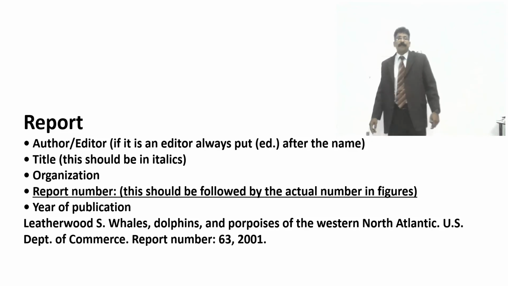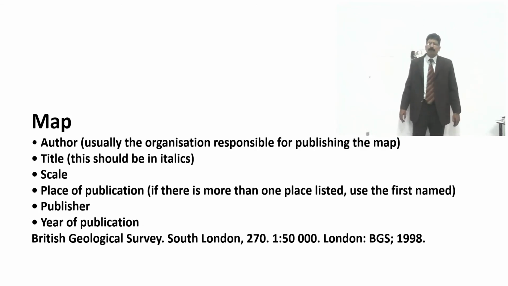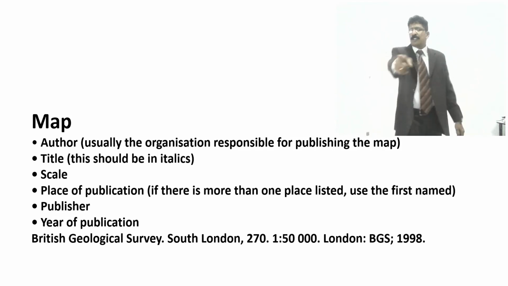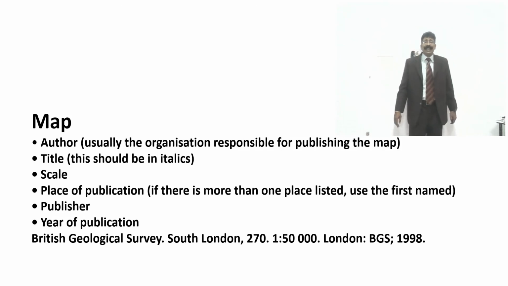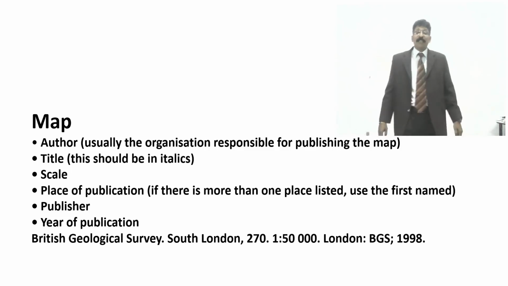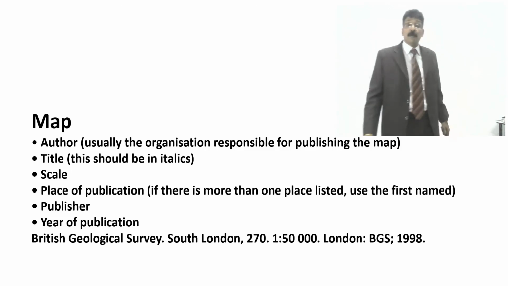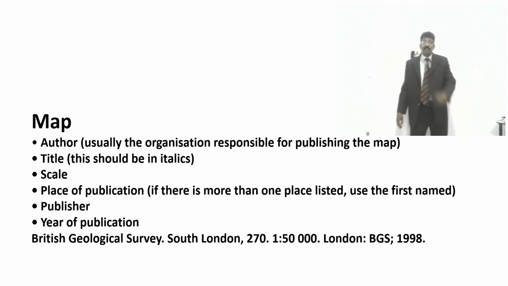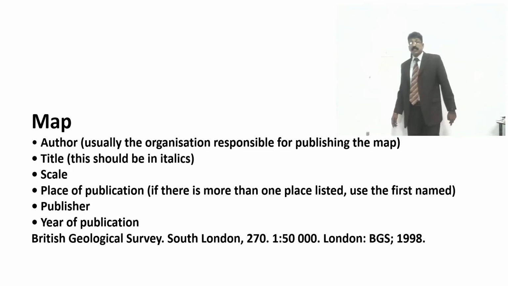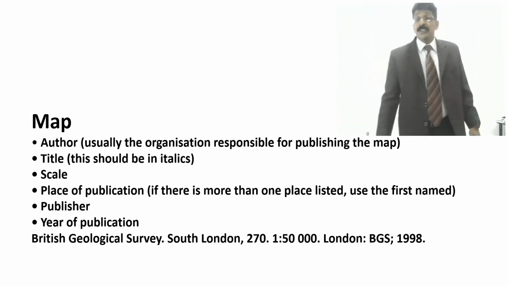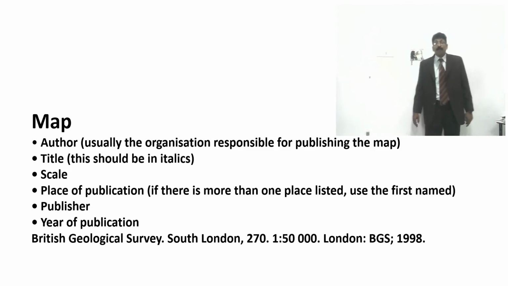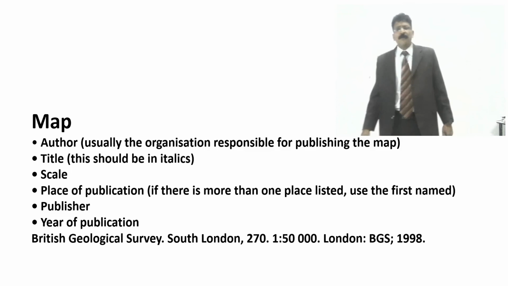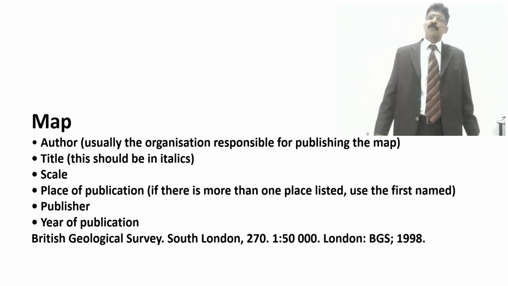Maps also are sometimes important to mention. In that also we will have the author, usually the organization responsible for publishing the map, the title, the scale of the map which you have published, the place of publication, the publisher, and the year of publication, like the British Geological Survey. Suppose, not only geological survey, you want to show the geographical presence of the plants or herbal drugs which you have taken for your research. If you want to show the map of the geographical source, you have to mention all these details.